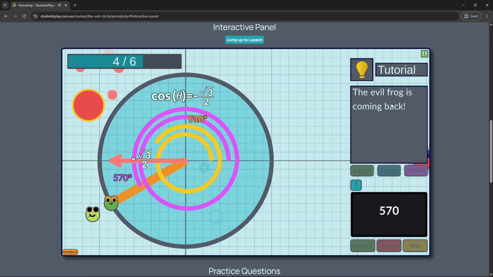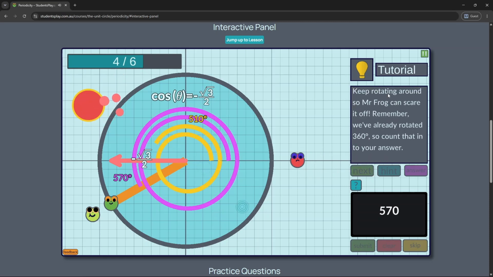The evil frog is coming back. Oh no. This guy looks so evil. Keep rotating around so Mr. Frog can scare it off. Remember, we've already rotated 360 degrees, so count that into your answer. Okay, so 360, and an extra 360, that would be 720. Oh, you're in trouble now, evil frog. Mr. Frog looks very scary.